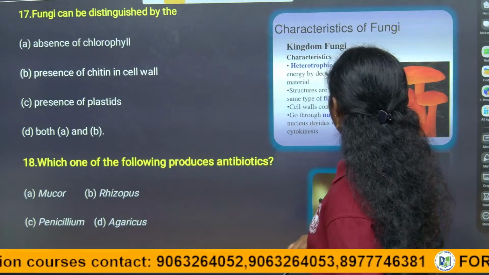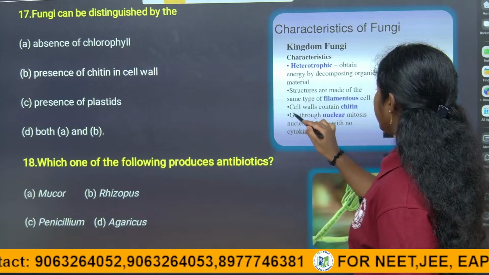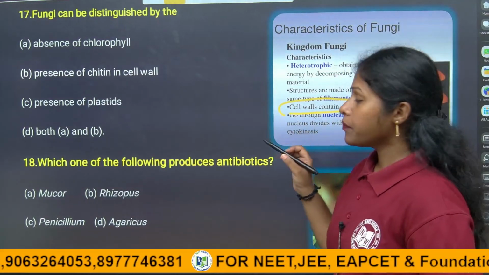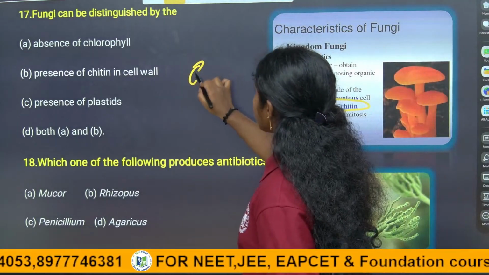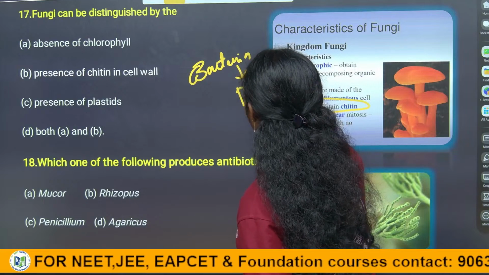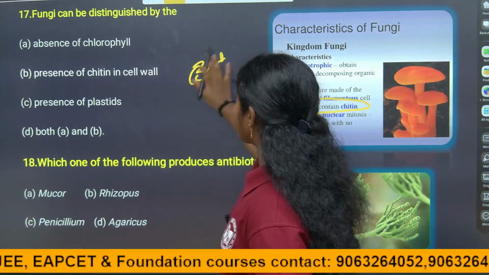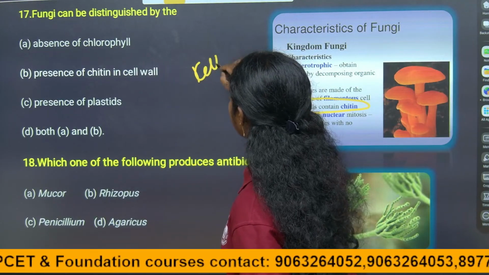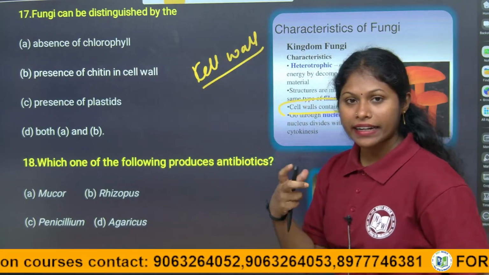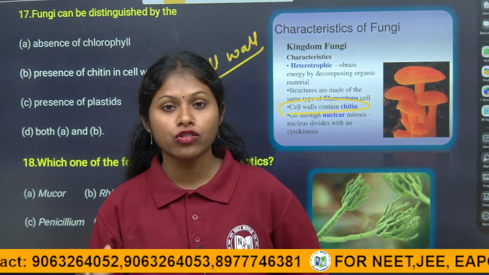So the cell walls contain chitin. What are the bacterial cell walls made up of, children? Does bacteria have a cell wall? Of course they have a cell wall. The bacterial cell wall is made up of polysaccharides, sorry, peptidoglycans. Because of the cell wall, bacteria can easily affect multicellular organisms.